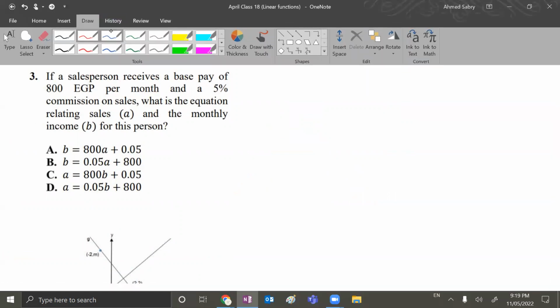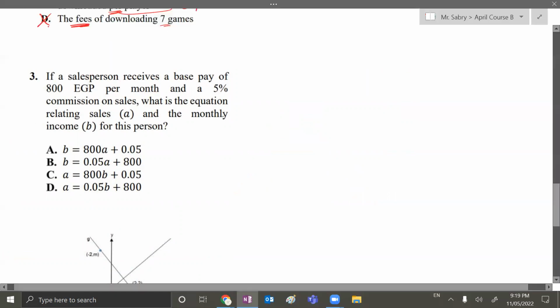If we're going to number 3 now, number 3 could be solved many different ways, by reasoning, or by common sense, or by using just the math of it. Basically, if a salesperson receives a base pay of 800 EGP per month and a 5% commission on sales, what is the equation relating sales and the monthly income for this person? So apparently in A is the thing that represents the sales, and B is the thing that represents the monthly income.